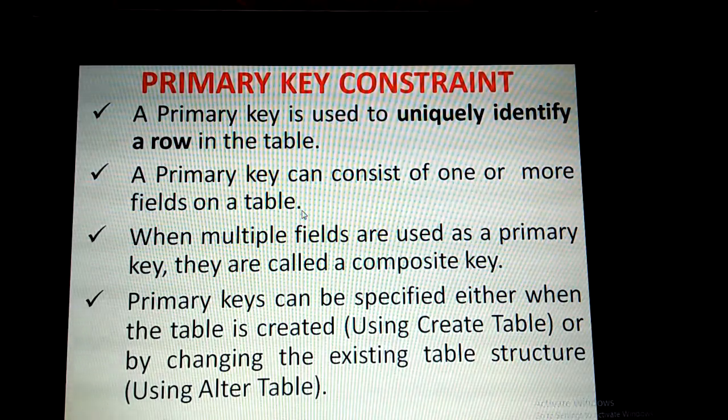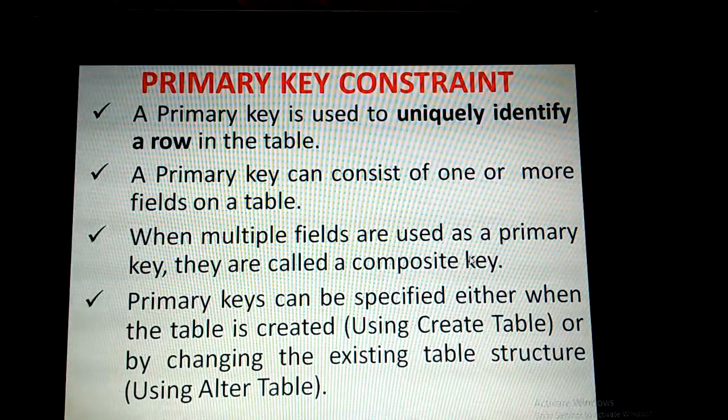Primary key not only can be a single field in the table, it can be more than one field also in a table, because that field must satisfy this condition, that is, the value should be unique for that primary key field. Okay, so when multiple fields are used as a primary key, then they are called what key? Composite key. So if you are going to assign more than one field as a primary key, then all those fields together are known as composite key.